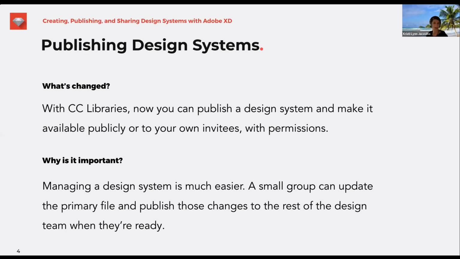Why it's important is basically all of that, right? A small group can update the primary file and publish changes, which is also a new thing. It used to be, even if you were using a linked file, which is kind of like a design system, you could pull in components from another file. The problem there is that any change that's made to the main file is automatically pushed down to all of the other ones. So even if you're not quite finished making your changes, it could still be updating on the other designer's end of the system.